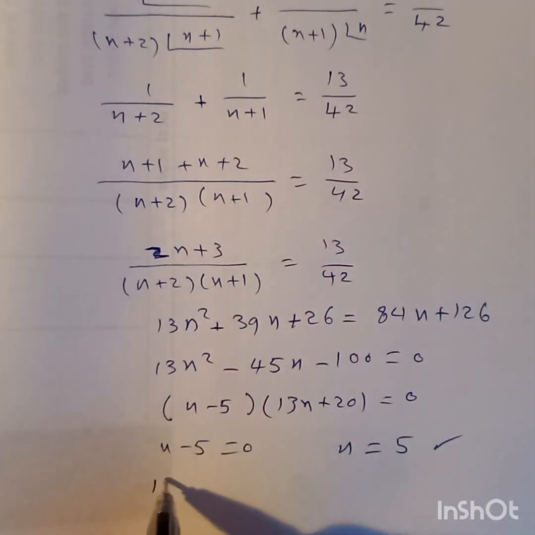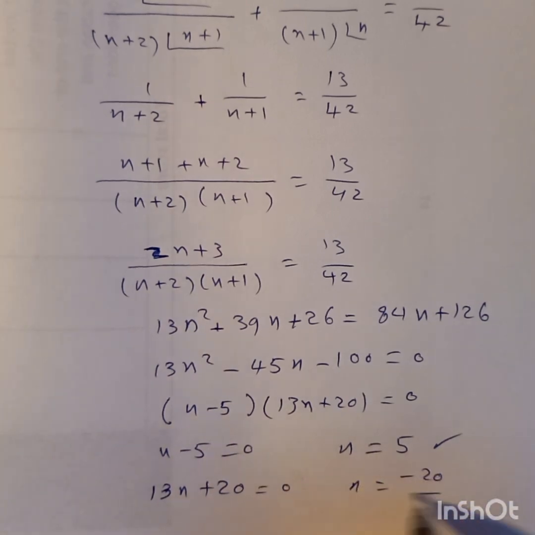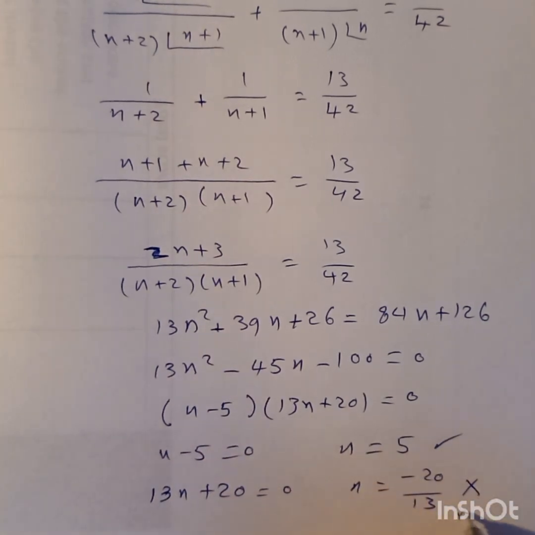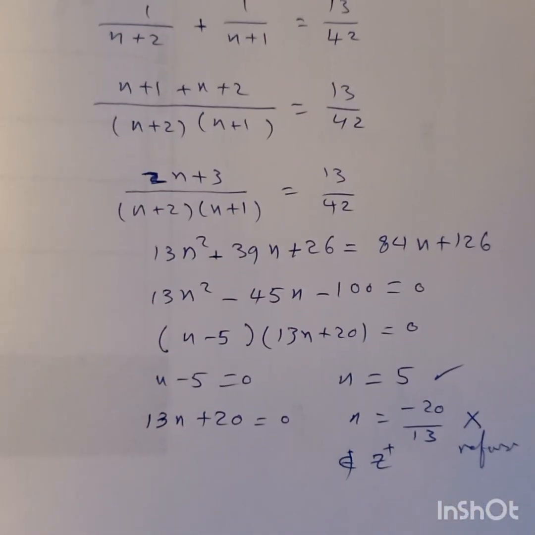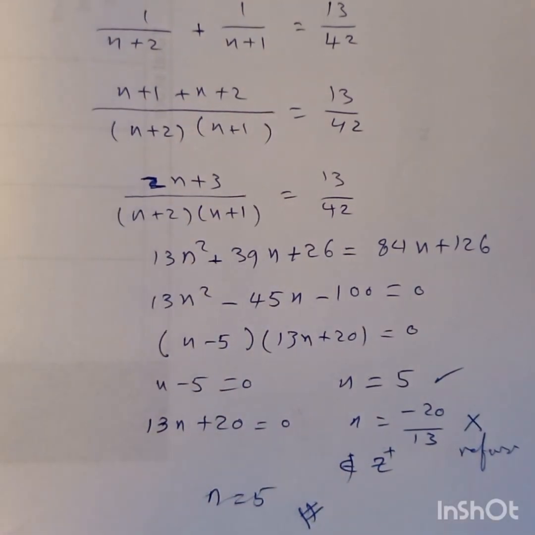From the second bracket we have 13n plus 20 equals 0. Then n equals negative 20 over 13, and this is refused, as it's not included in Z positive. Then the final answer or solution is n equals 5, and this is required to find.